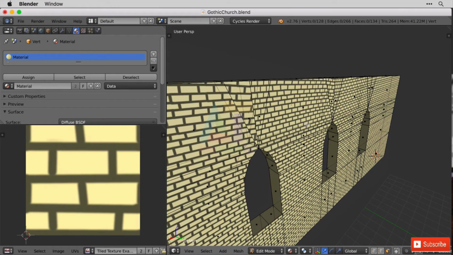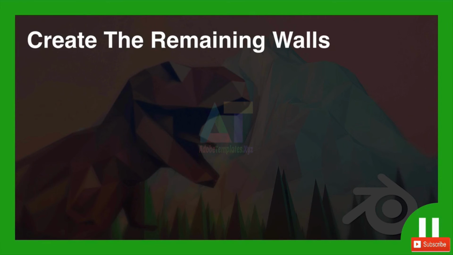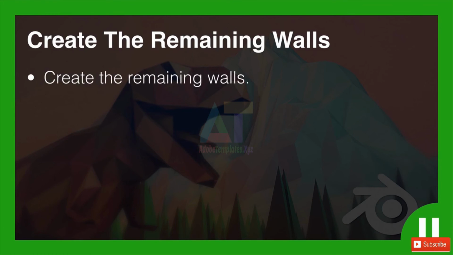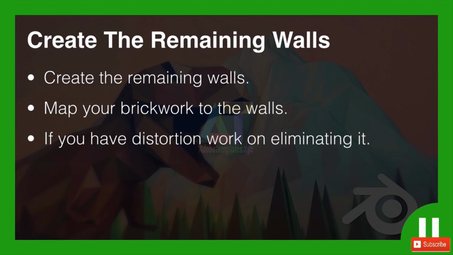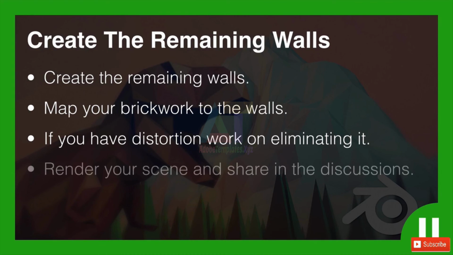Of course, it's time for a challenge. So what would I like you to do? I bet you didn't guess it, I'd like you to create the remaining walls. So go ahead and create the remaining walls. Map your brickwork to those walls that you've made. If you have distortion, work on eliminating it. Perhaps your underlying geometry could be tweaked as well. And finally, render your scene and share it in the discussions.